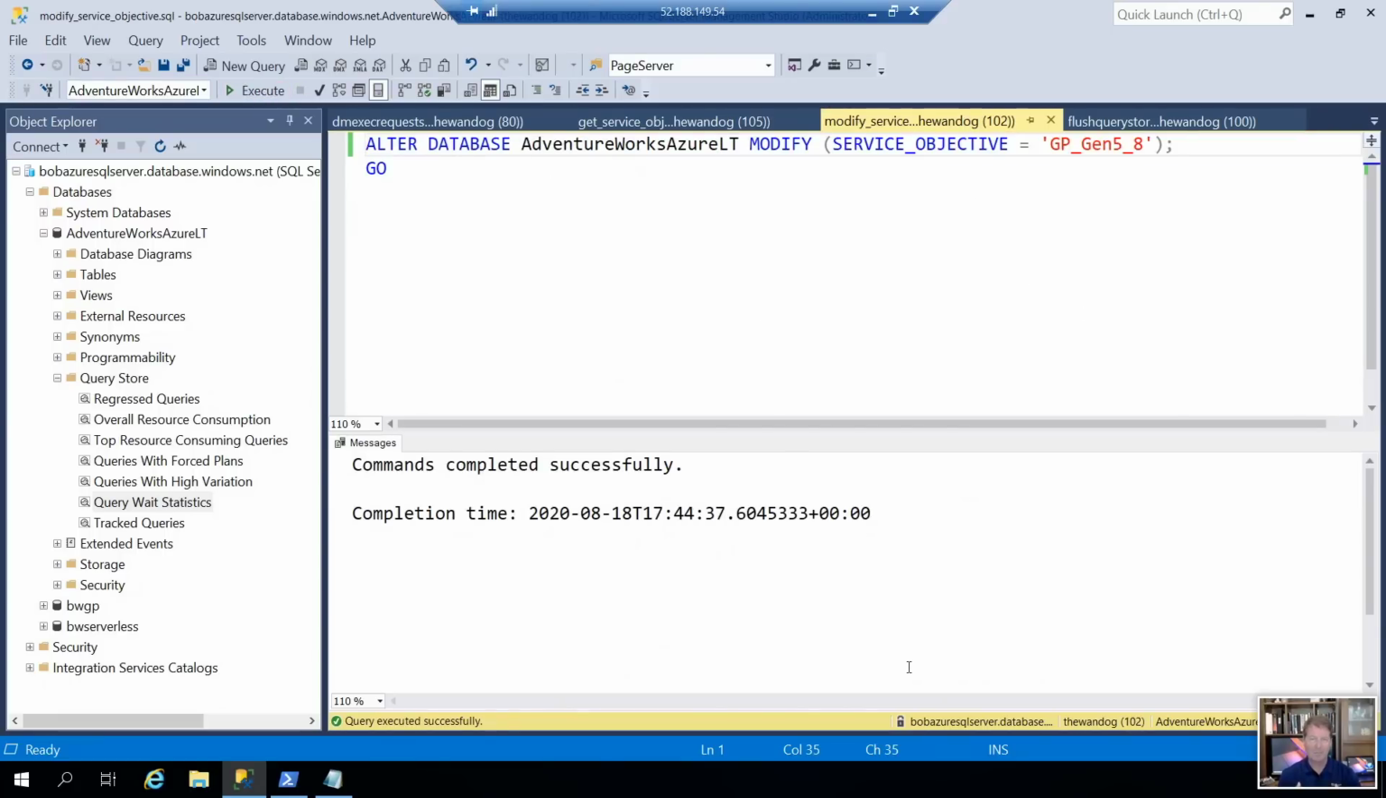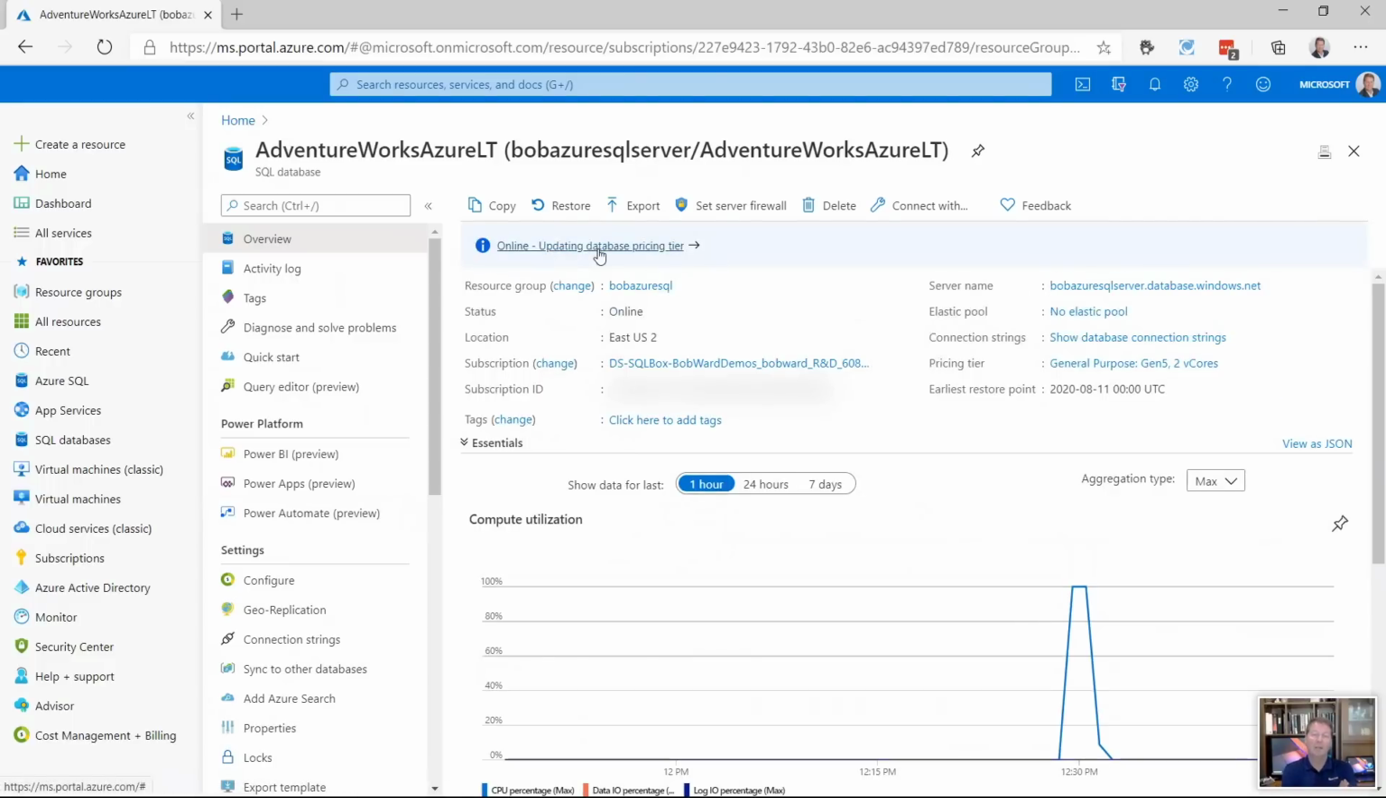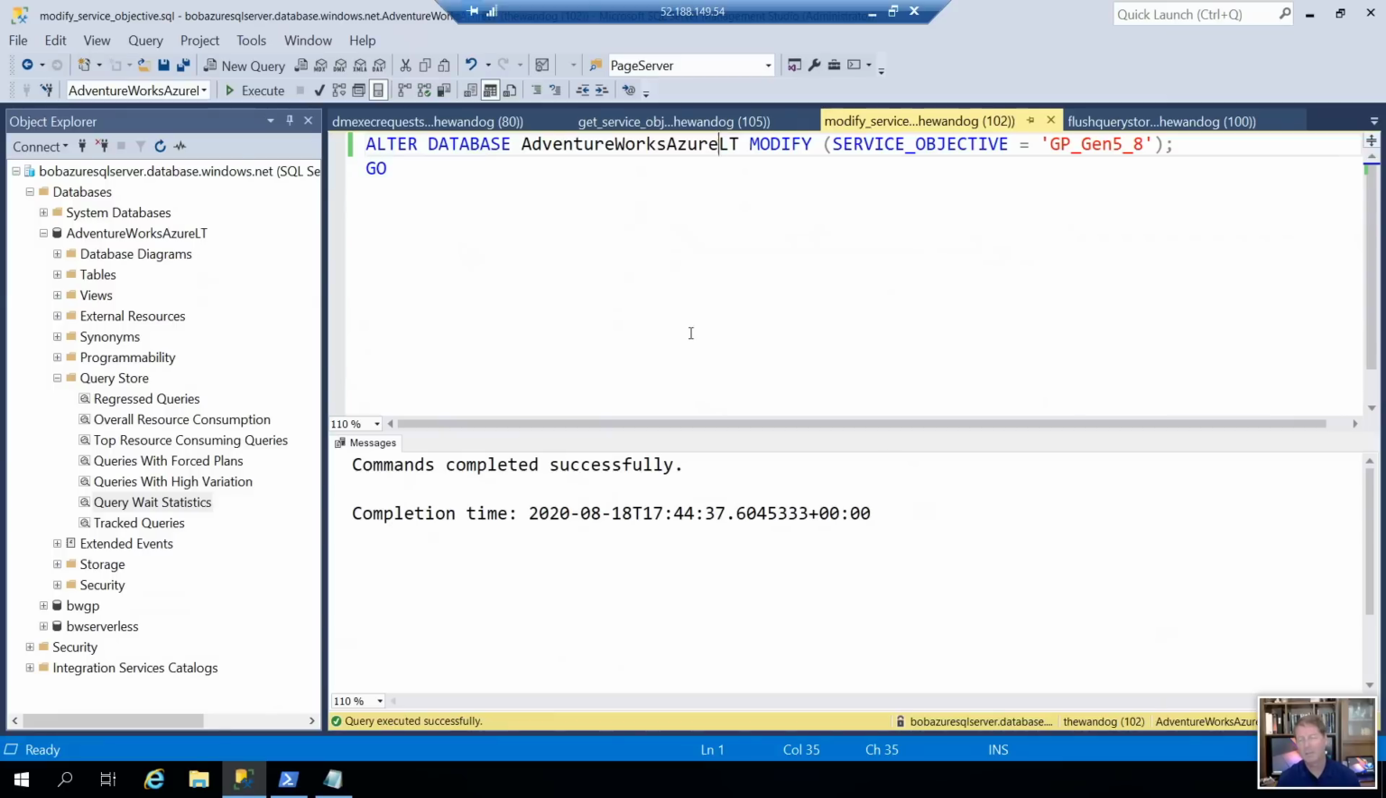Now, notice this came back immediately. It doesn't mean that we've automatically moved to eight cores. In fact, if I go to the portal here, I can see that it's showing that I'm doing an updating of what's called the pricing tier. And pricing tier means the things we talked about, service tier plus compute tier plus hardware, all combined together, because it does affect the price of your deployment. So Anna, what this means is it's a deployment operation I'm doing. ALTER DATABASE can effectively do a deployment, and the deployment is, I would like a new service objective.